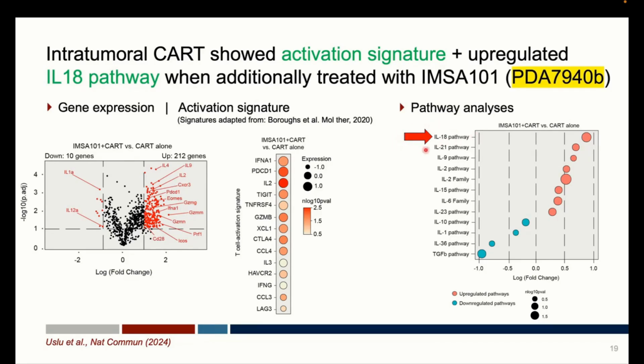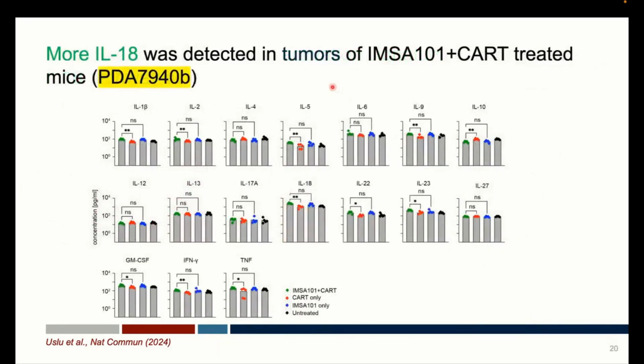But we know that IL-18 really improves CAR T cell function, and based on this transcriptomics data, we hypothesized that maybe the STING agonist induces IL-18 secretion and thereby enhances CAR T cell function. And in order to test this hypothesis, or to show that the STING agonist is indeed inducing IL-18 secretion, we checked for cytokines in the tumors. So we performed a Luminex assay where we could analyze 17 cytokines of the tumors. And it's a logarithmic scale.